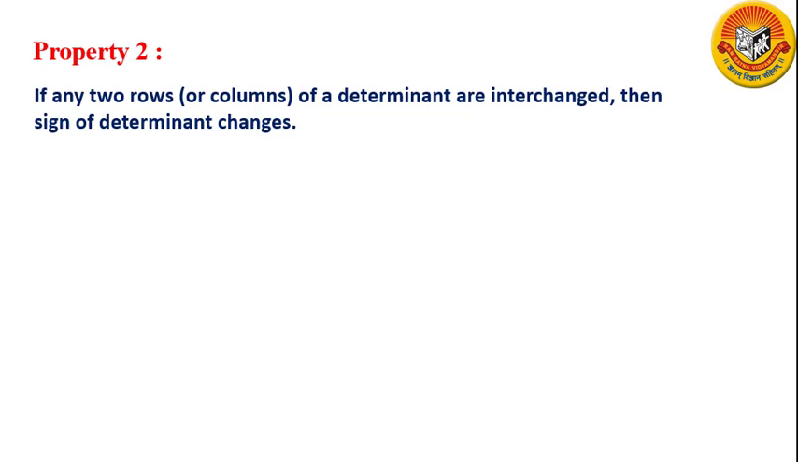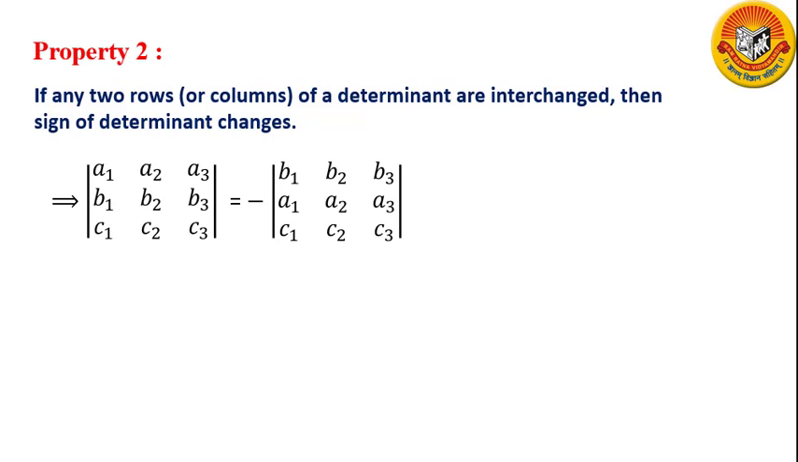Now the second property. If any two rows of a determinant are interchanged, then the sign of the determinant changes. What it indicates is that if I interchange any two rows or any two columns, the value of the determinant will change in sign. See here, you can see two determinants again. What is the difference here? The first row and second row are interchanged.